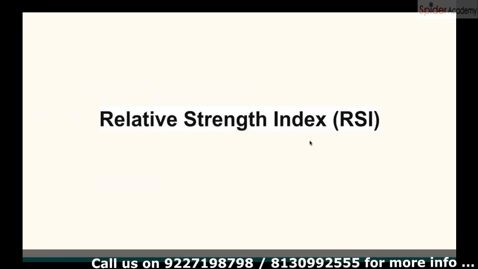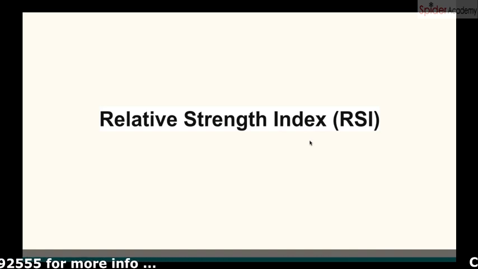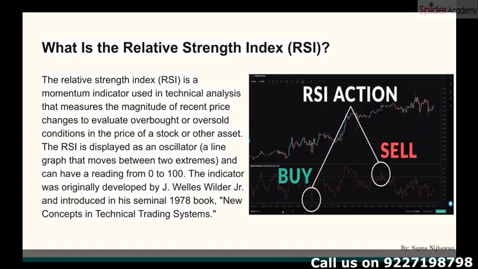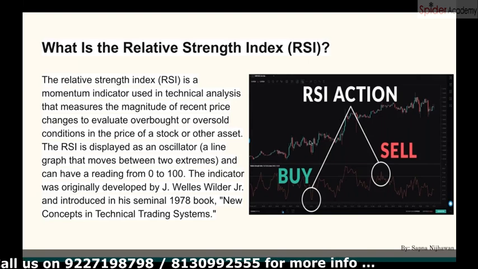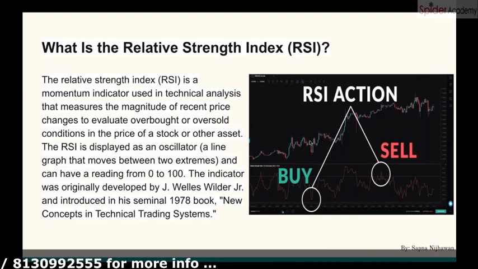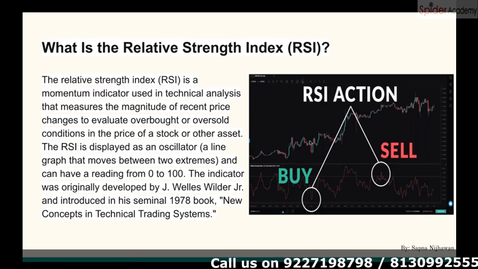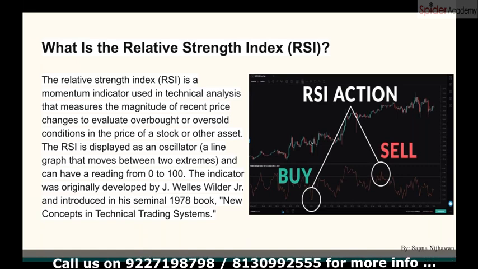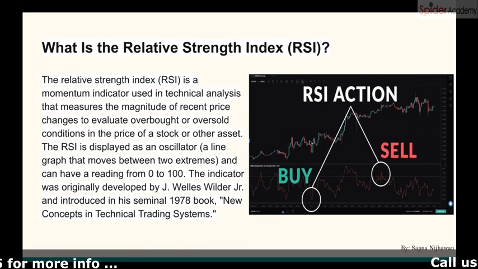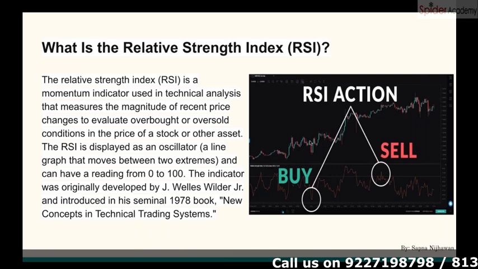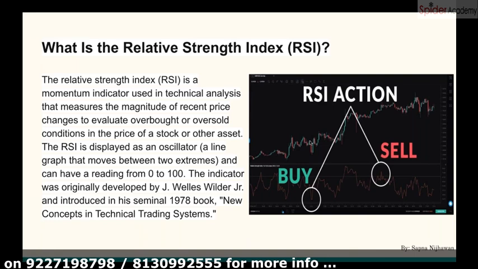Now, moving to the favorite indicator for many, I guess, the Relative Strength Index, called RSI. So, what is the Relative Strength Index? It is a momentum indicator used in technical analysis that measures the magnitude of recent price changes to evaluate overbought and oversold conditions in the price of a stock or other asset. Technically, overbought is above 70 and oversold is below 30. That is for an RSI period of 14. The RSI is displayed as an oscillator and can have a reading from 0 to 100.